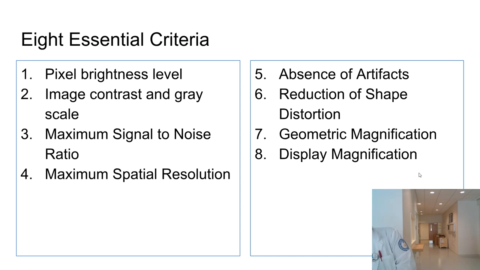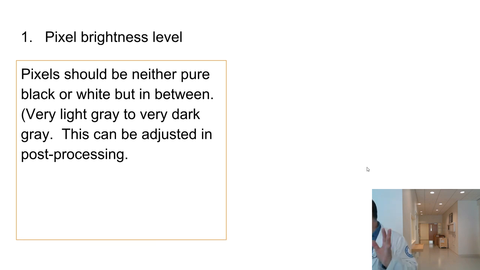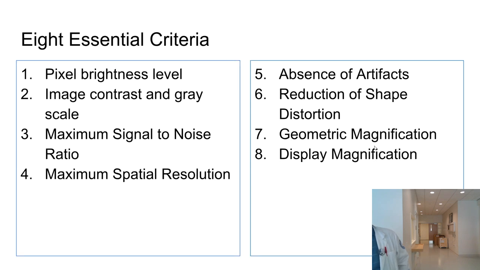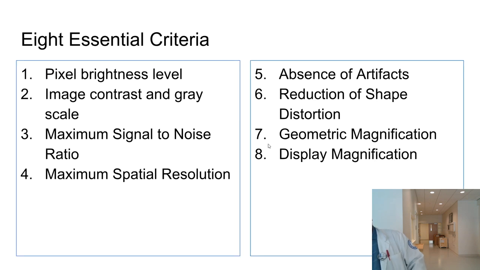But, you know, pixel brightness levels, right? They can't be either black or white. They should be in between, some type of grayscale. Image contrast and grayscale should give you a baseline medium contrast image that can then be adjusted to make it shorter, more high contrast, or longer, more low contrast. That's what the system should do for us. We shouldn't really have to window too much. The idea is that it works the way it should. But as we know, that's not always the case.